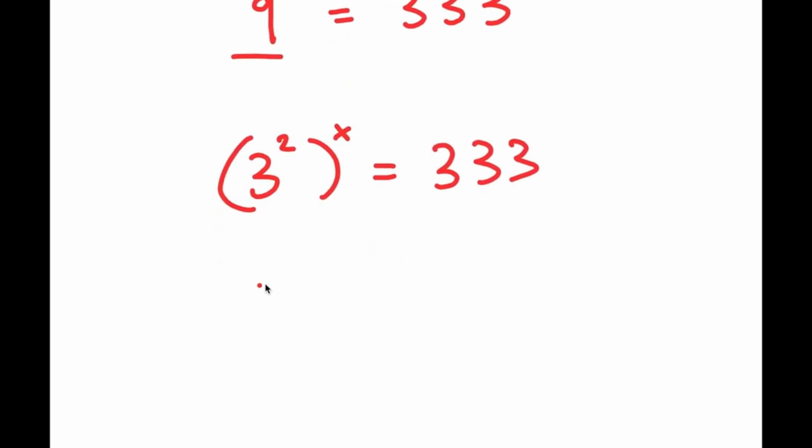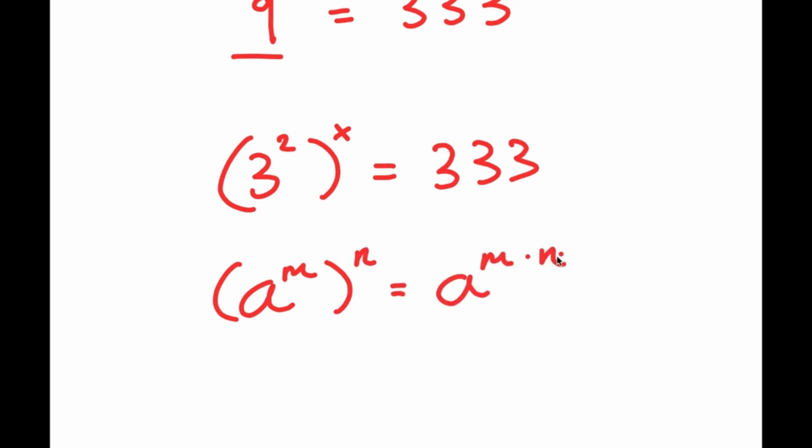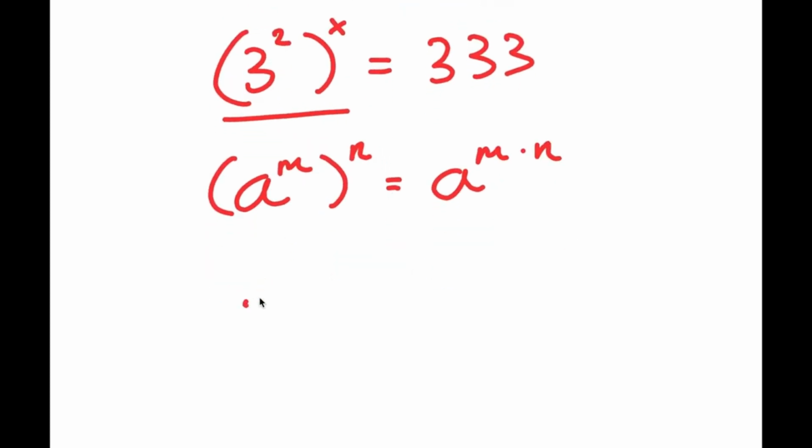And if I have something in the form a to the power of m to the power of n, this is equal to a to the power of m times n. Meaning 3 to the power of 2 to the power of x is equal to 3 to the power of 2 times x, which is just 3 to the power of 2x. So now this is equal to 333.